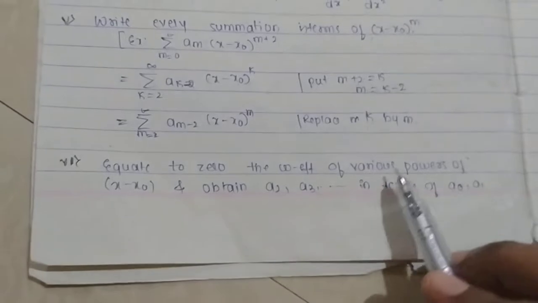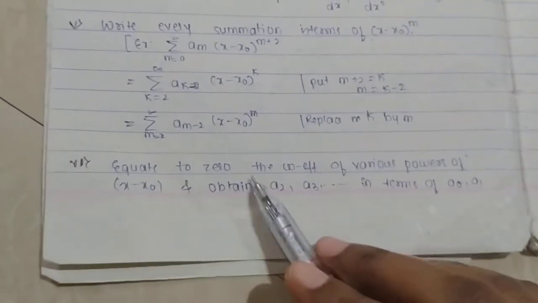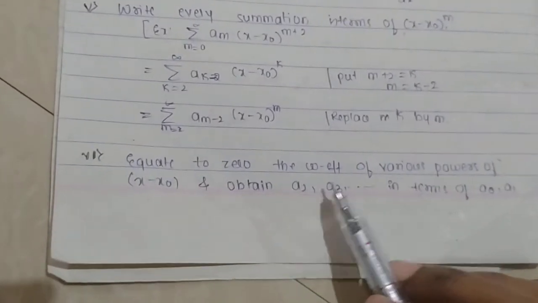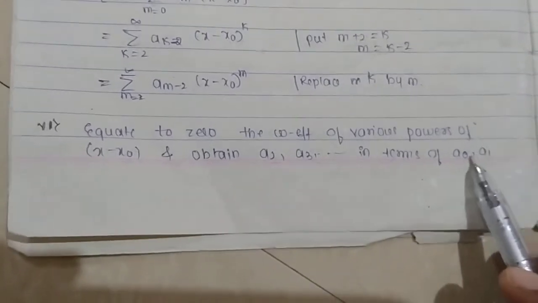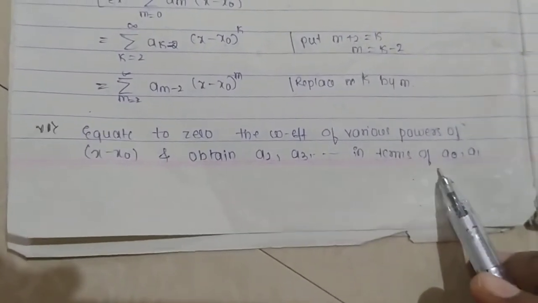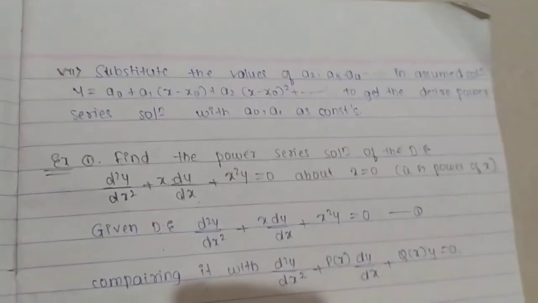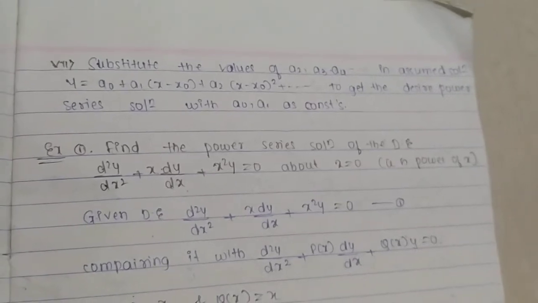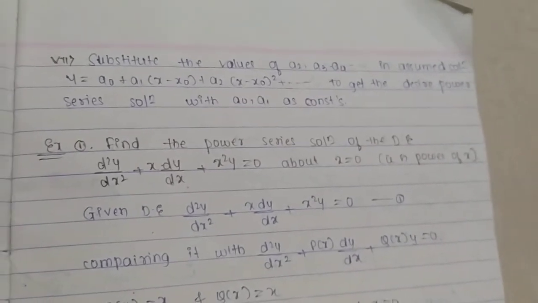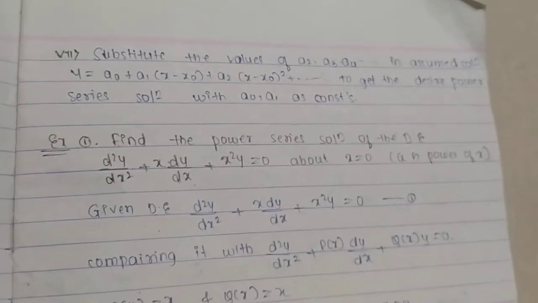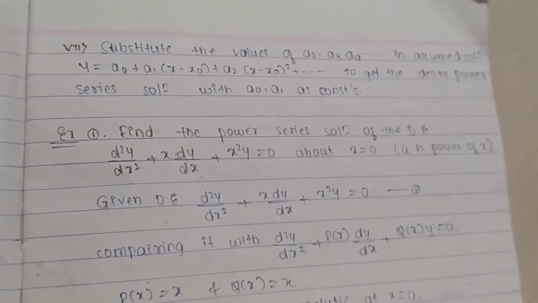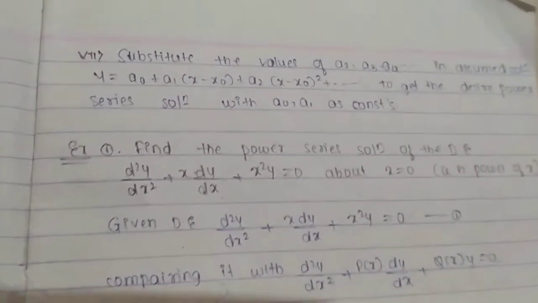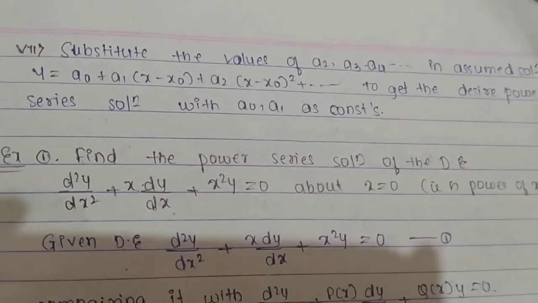Then we have to equate to 0 the coefficient of various powers of (x minus x naught), and we have to obtain the equations or terms or the constants a2, a3 and all the terms in the form of a naught and a1. Remember, in the form of a naught and a1. And the final step is we have to substitute all the values of a2, a3, a4 in the form of a naught and a1. The assumed solution will look like y is equal to a naught plus a1 (x minus x naught) plus a2 (x minus x naught) square, and so on. So this is our series solution with the constants a naught, a1.